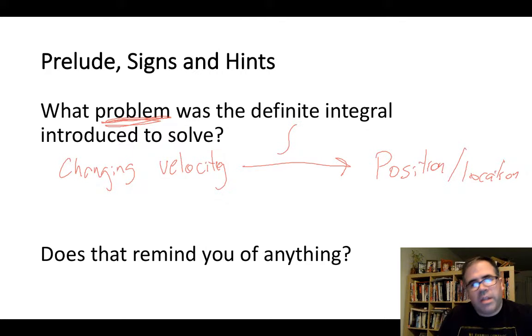That's what we invented it for, to tie those two together, because we already knew how to go from a static velocity to a position. That's with just straight multiplication. The definite integral is a way to do that when it's changing. And we think about that, does that remind us of other situations?